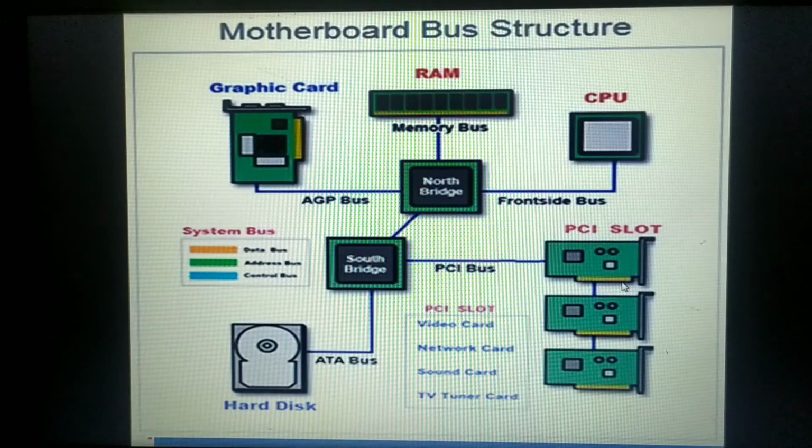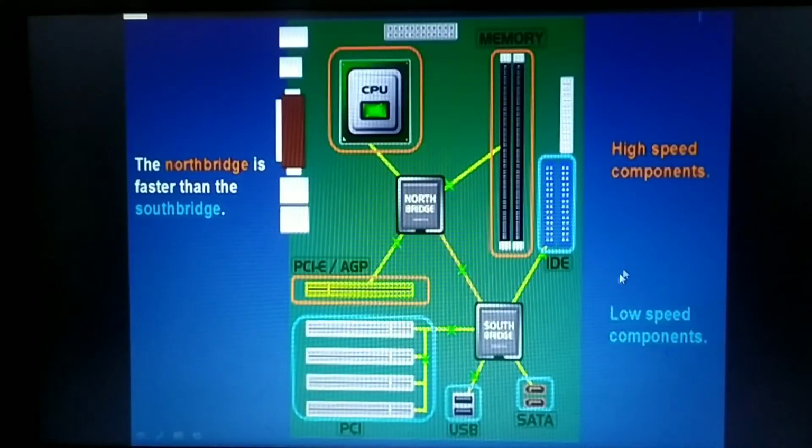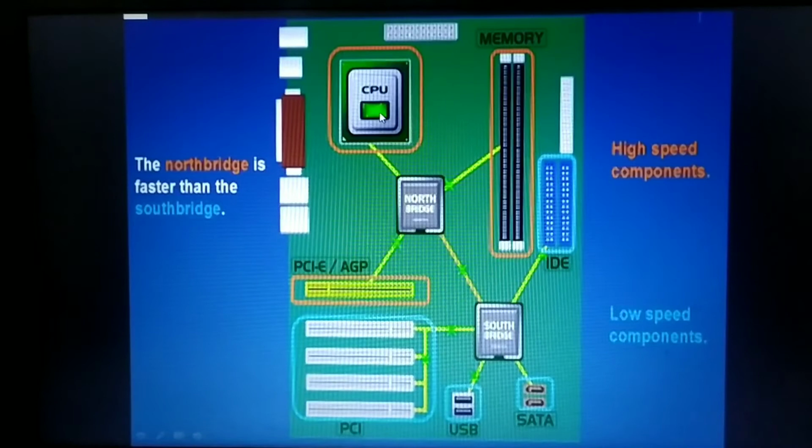In this case there is no direct connection between the CPU and the slower components. If the CPU wants to communicate with these slower components, then the CPU has to pass the data through the bus to the north bridge. The north bridge will pass the data to the south bridge, and the south bridge in turn will pass the data to these slower components. Similarly, whenever they reply, the data goes from the south bridge to the north bridge, and the north bridge will hand over the data to the CPU.